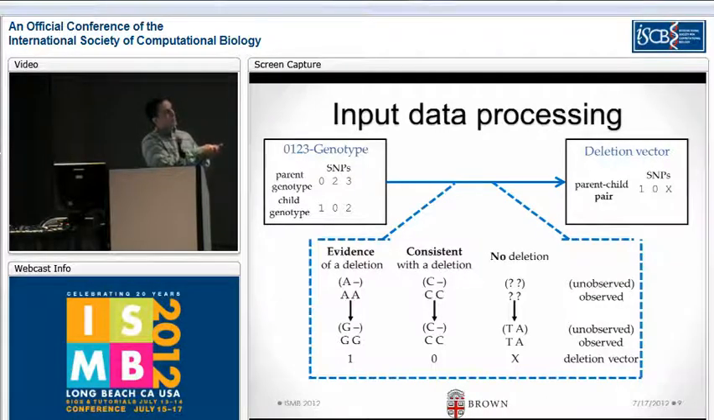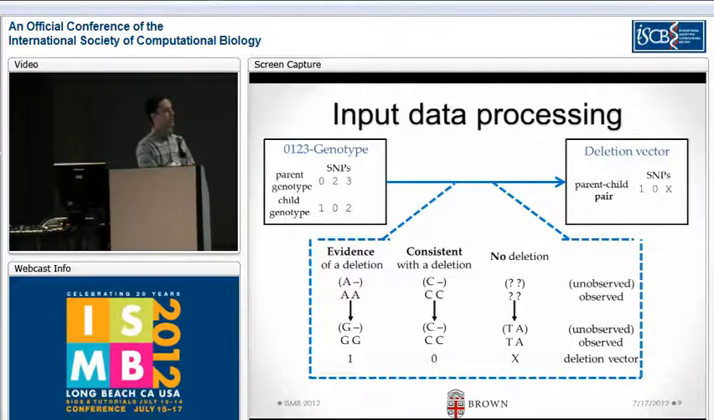From this intermediate representation, we then convert it to a deletion vector, and this is in the alphabet of 0, 1, and X. 1 corresponds to an evidence of deletion, and these patterns strongly suggest that there's a deletion passed from parent to child. An example of this is when the parent and child are homozygous for different alleles. The only way to explain this phenomenon is by introducing a deletion or a genotyping error.